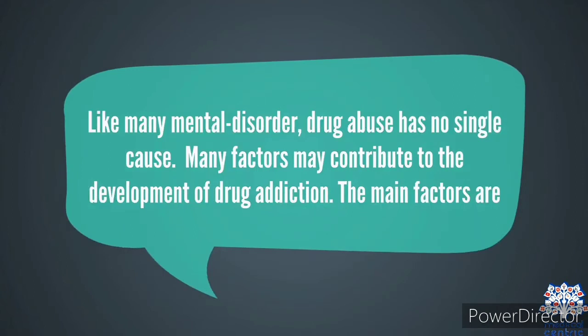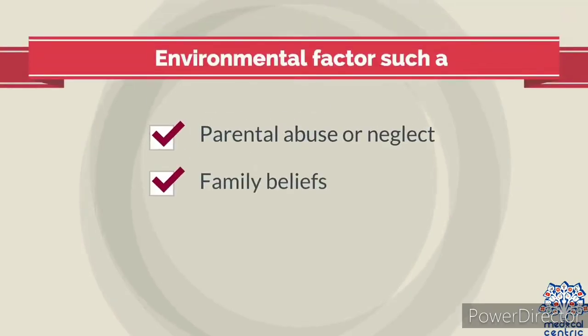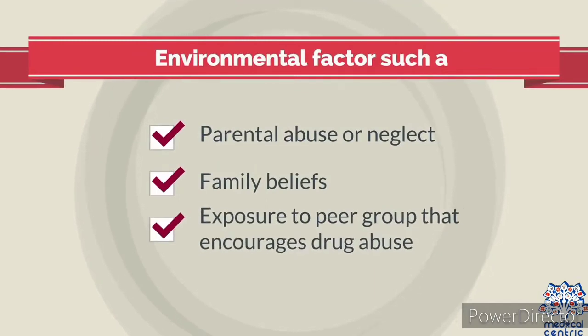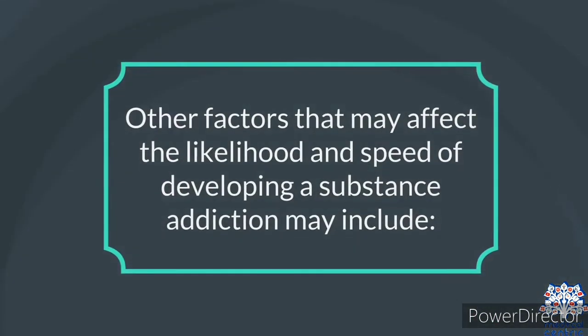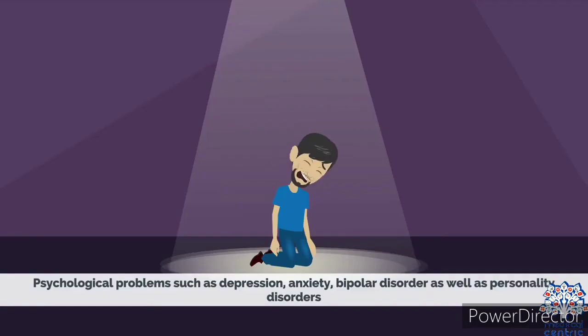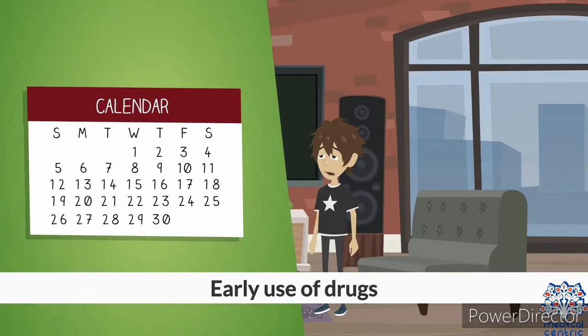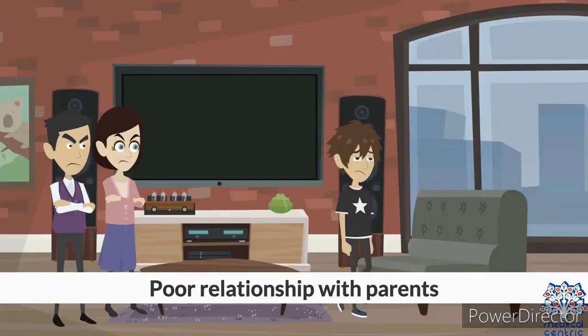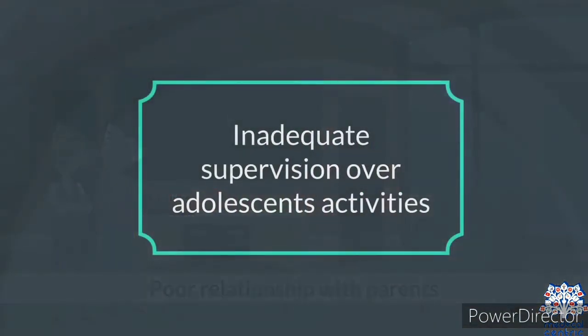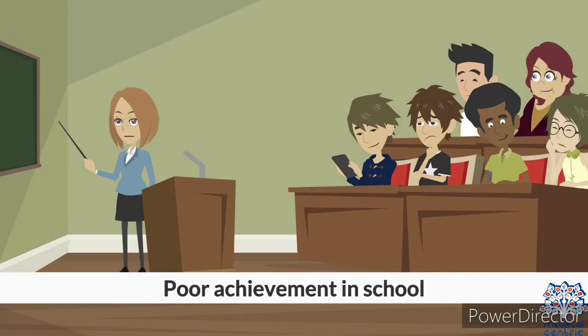Many factors may contribute to the development of drug addiction. The main factors are genetics and environmental factors, such as parental abuse or neglect, family beliefs, and exposure to peer groups that encourage drug abuse. Other factors that may affect the likelihood and speed of developing a substance addiction may include psychological problems, such as depression, anxiety, bipolar disorder, as well as personality disorders. Peer pressure, early use of drugs, unstable home environment, poor relationship with parents, inadequate supervision over adolescents' activities, and poor achievement in school.